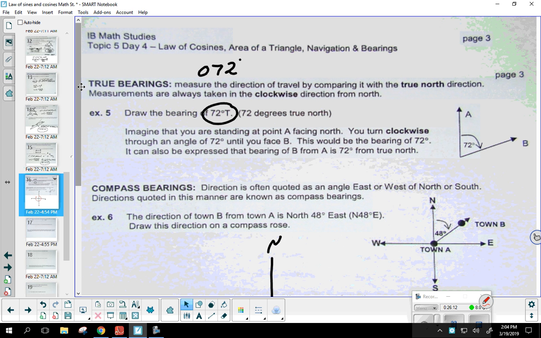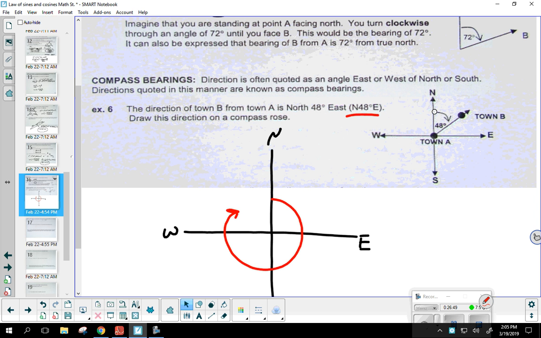Okay. Now, compared to that, quadrant bearing, the direction is often quoted as an angle east or west of north or south. Directions quoted in this manner are known as compass bearings. So these are always going to start with either north or south. That tells you what part of the y-axis to look at. North, you go to the positive y-axis, south to the negative y-axis, and then from there, you rotate left or right. Okay, so you go north or south, and then you go east or west based on that. So in this case here, north 48 degrees east. I started up at the positive, I rotated right because it says east.